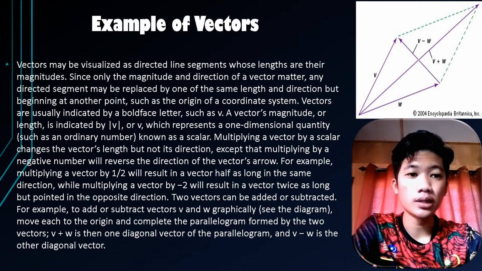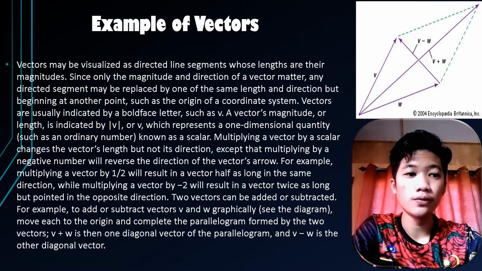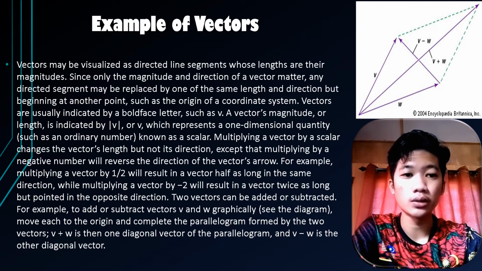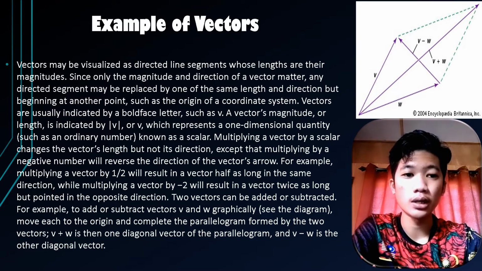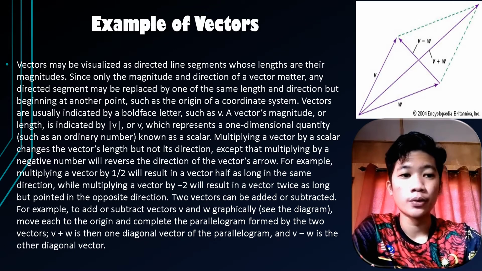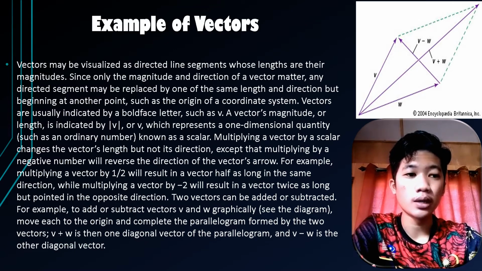Multiplying a vector by a scalar changes the vector length but not its direction, except that multiplying by a negative number will reverse the direction of the vector's arrow. For example, multiplying a vector by 1/2 will result in a vector half as long in the same direction, while multiplying a vector by -2 will result in a vector twice as long but pointing in the opposite direction. Two vectors can be added or subtracted.